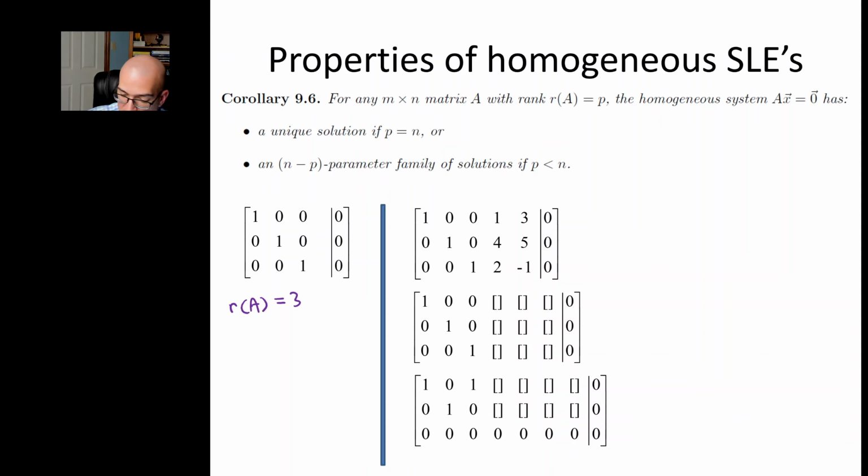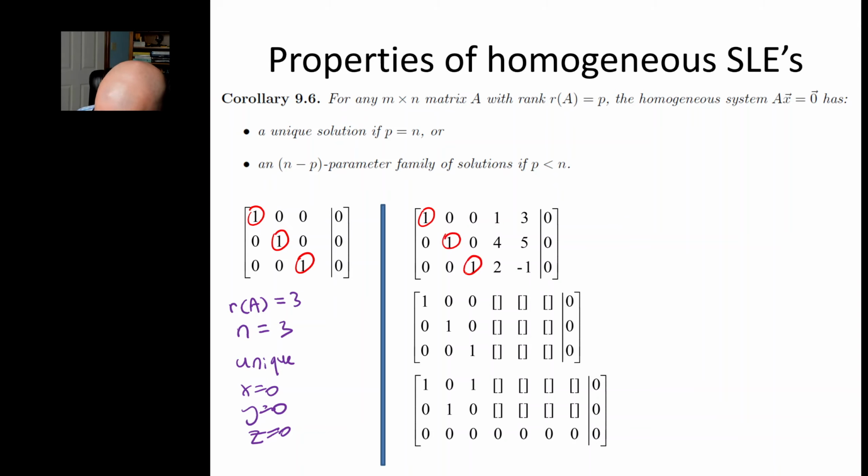So rank of A is 3, number of columns is equal to 3, unique solution. X is 0, Y is 0, Z is 0. But the ones on the right-hand side, they're all a family of solutions with a varying number of parameters. Here we have, I'll circle all leading ones in all these cases.